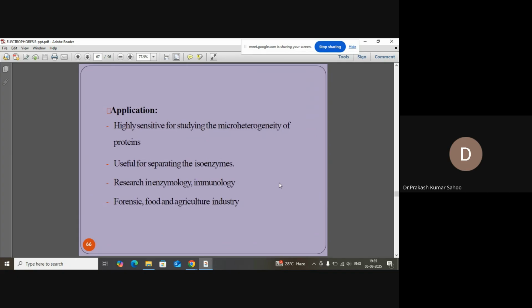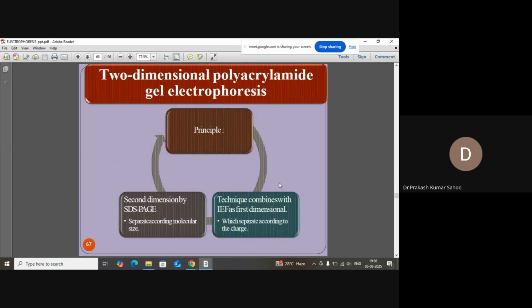And these are some applications: highly sensitive for studying the microheterogeneity of proteins, useful for separating the isoenzymes, teaching and research in enzymology and immunology, and then forensic, food and agricultural industries have application for this electrophoretic focusing. In two-dimensional polyacrylamide gel electrophoresis, the principle is SDS-PAGE technique combined with IEF as the first dimension, which separates according to the charge.